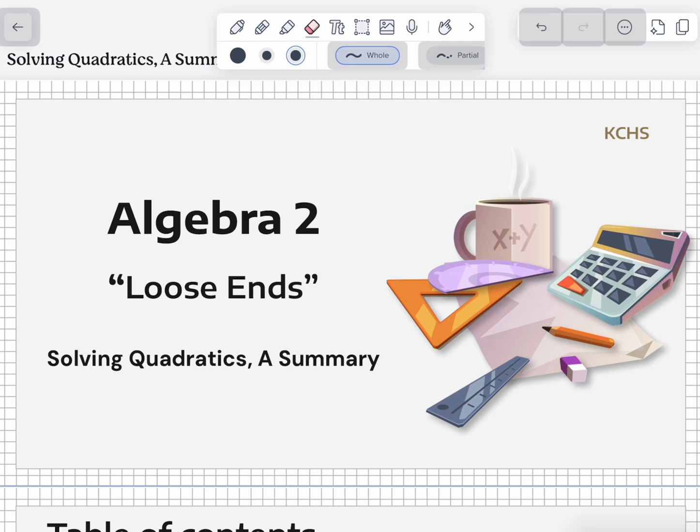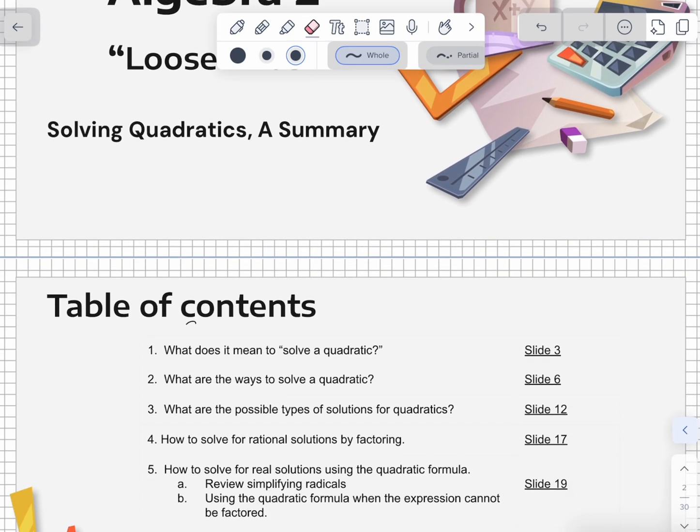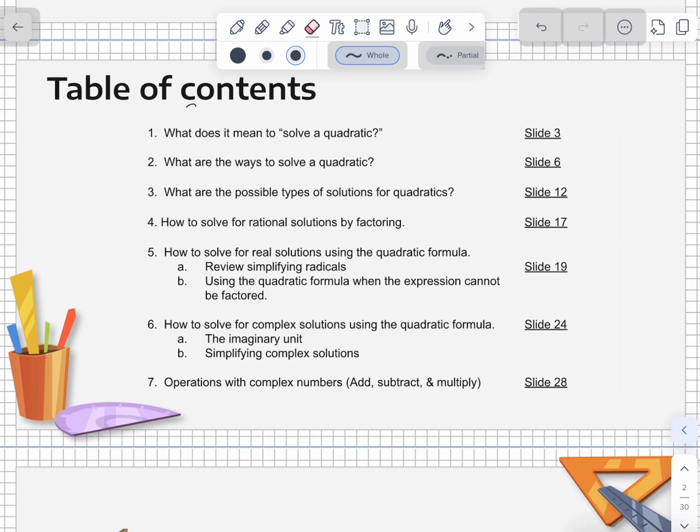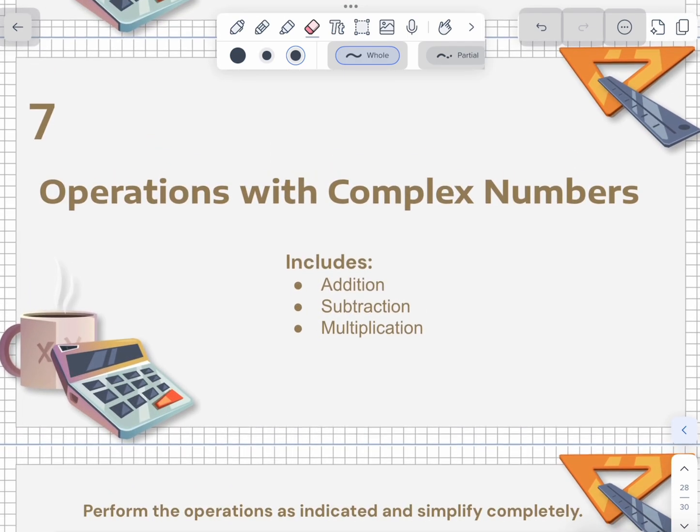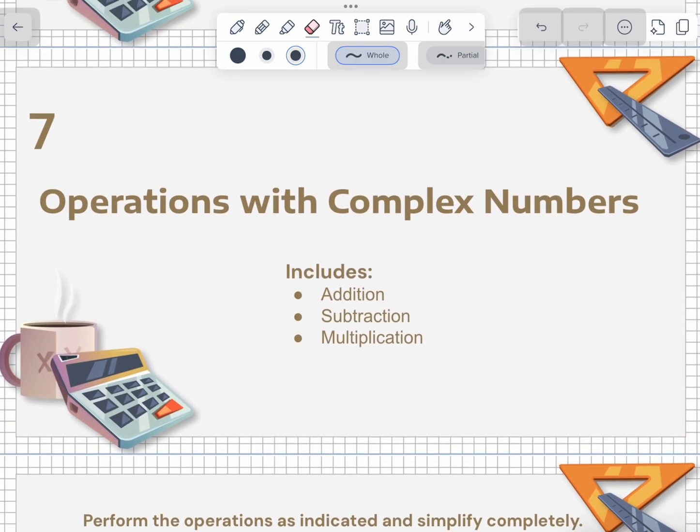So now we're at the very last part, 7, of our series on Algebra 2 loose ends for solving quadratics. We have gone through 1 through 6, and now we're moving to operations with complex numbers. So let's jump to there. And we're going to look at addition, subtraction, and multiplication.